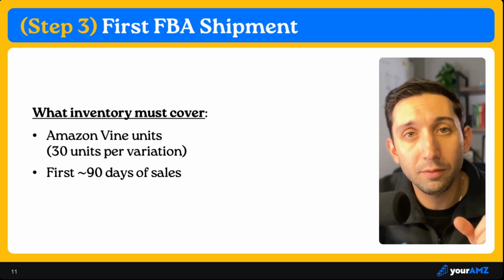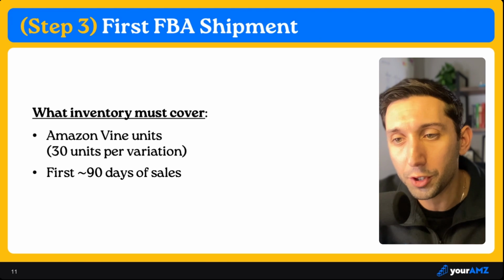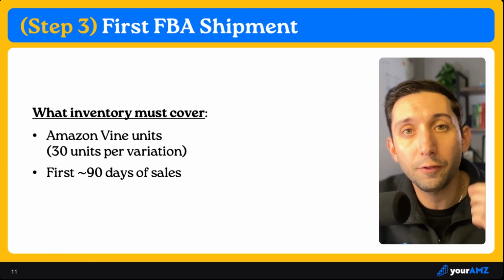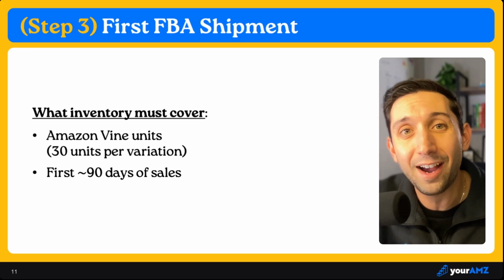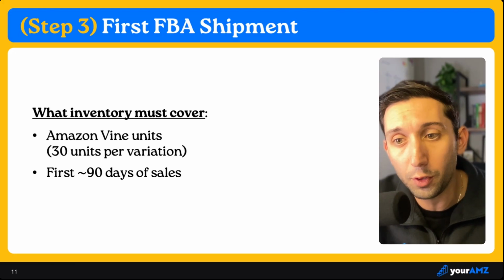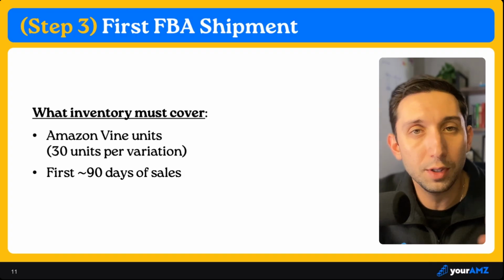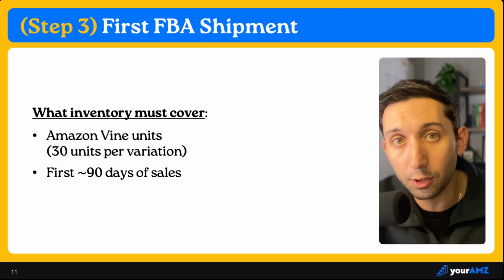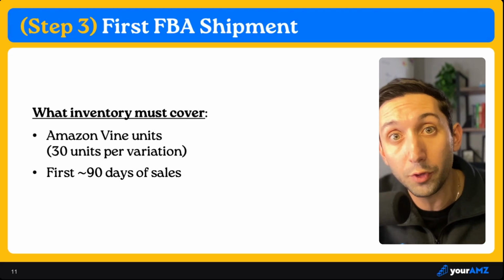Step number 1, we have created our listing in the Amazon catalog, and we have designed and optimized that listing for conversion. Step number 3 is we're going to send our first FBA shipment. We're going to send inventory to Amazon. The question is how much inventory? So we need to cover Vine units for reviews with the Amazon Vine program. That is 30 units per variation. So for example, if you had 3 variations in this product launch, you want to have 30 units per variation, and that's just for reviews.